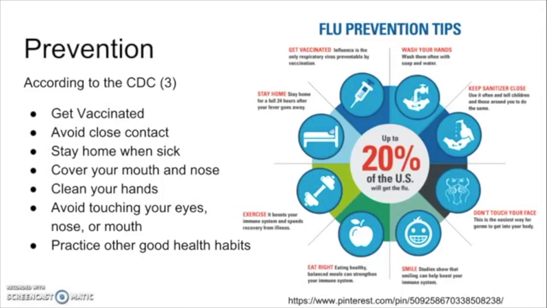According to the Center for Disease Control and Prevention, the number one thing we can do to prevent influenza is to get vaccinated. Along with the vaccinations, there are several other things that we can do. 1. Avoid close contact with other people that may be infected with the influenza virus. If you're sick, stay home.